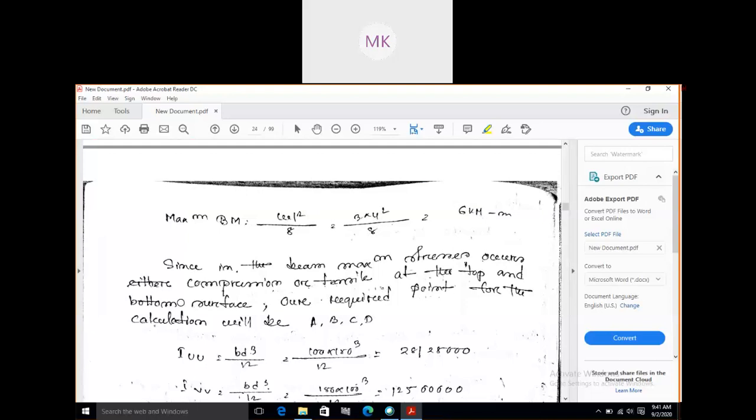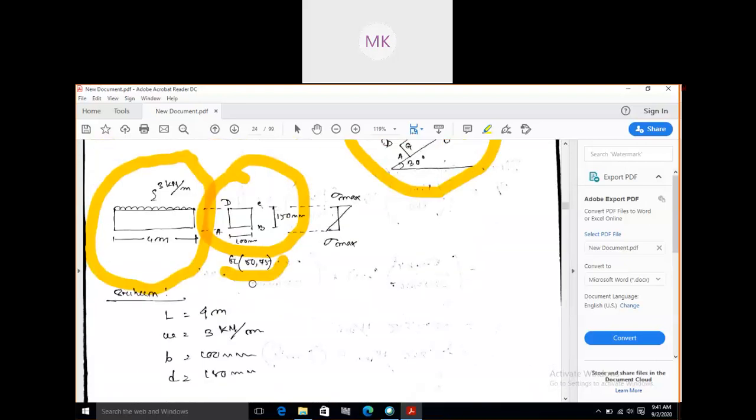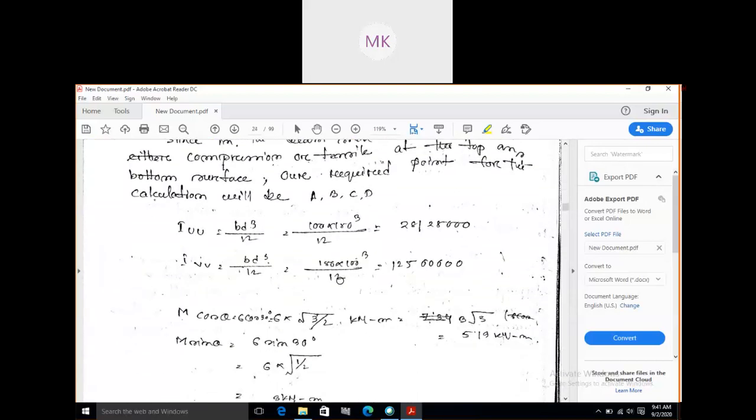So what is written here? Since in a beam the maximum stresses, either compressive or tensile, occur at the top and the bottom surface, our required points for the calculation will be A, B, C, D. These 4 points A, B, C, and D. We need to find out one by one.